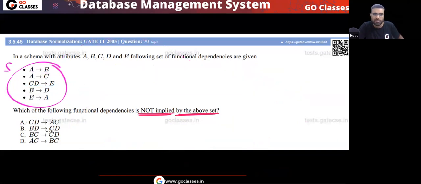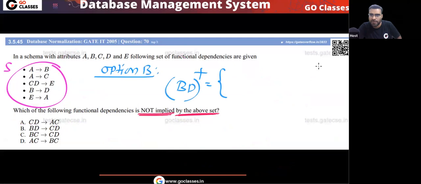Let's see option B. For option B, what you will do? Now you will find the closure of BD, right? What can BD determine? See, BD can determine BD by the reflexive property. This is your reflexivity. What else? You can see B can determine D, that we already have.